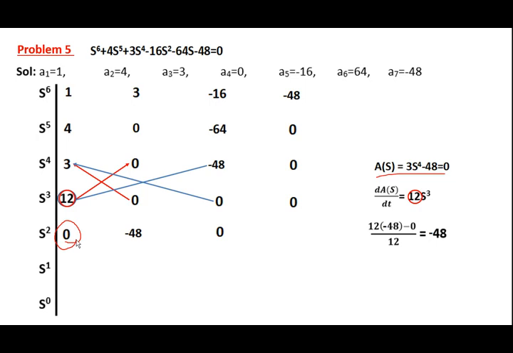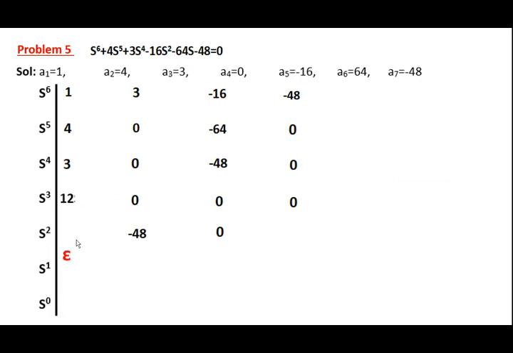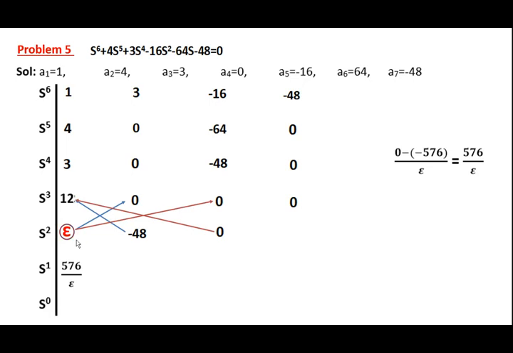Now if the first element of any row is 0, we need to replace it by epsilon. So replace this 0 by epsilon, that is a small positive value. Next we can proceed with the same procedure. Epsilon into 0 is 0, minus of minus 48 into 12 divided by epsilon. So that gives 576 divided by epsilon. Next, epsilon into 0, 0 into 12 divided by epsilon, that gives 0.